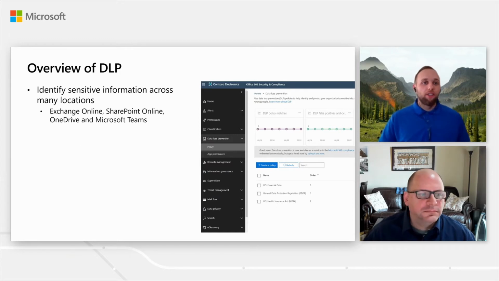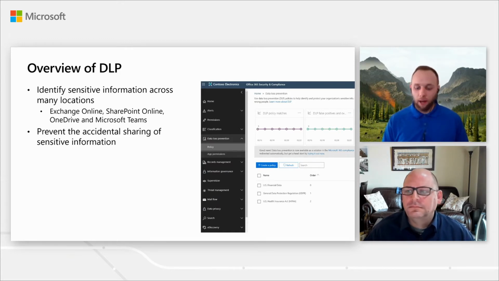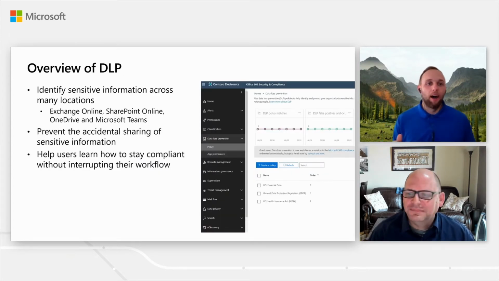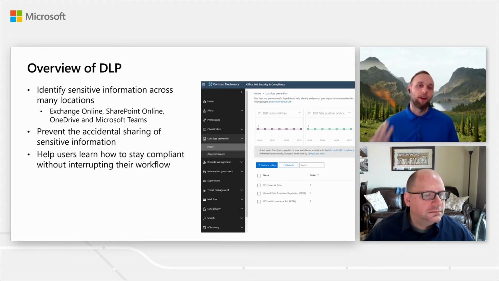So I'm going to move on to just a quick overview, because then, Brett, you're actually going to create one of these DLP policies for us. So I don't want to drain this slide too much. But again, it's how we can identify sensitive information, not just in Teams, but across Exchange, SharePoint, OneDrive, Teams, that ecosystem of collaboration. And we can prevent that accidental sharing.